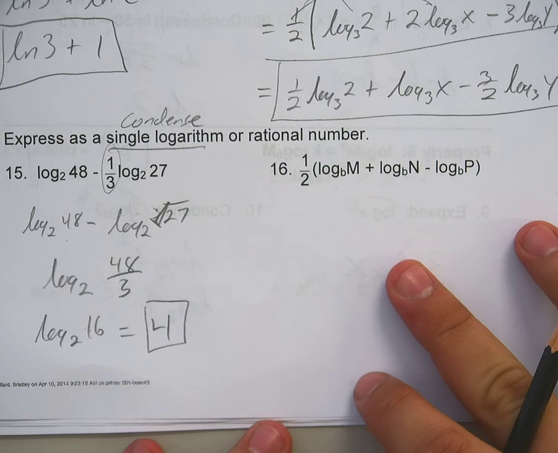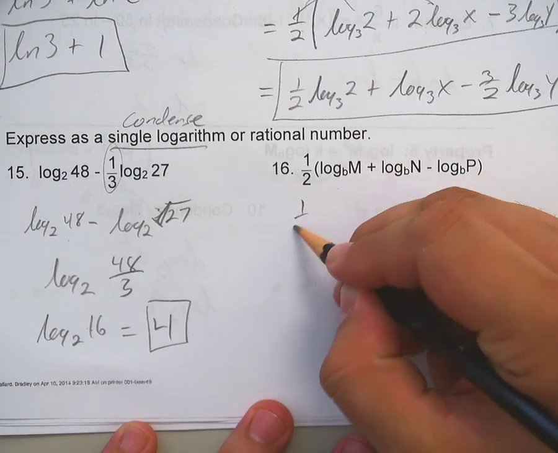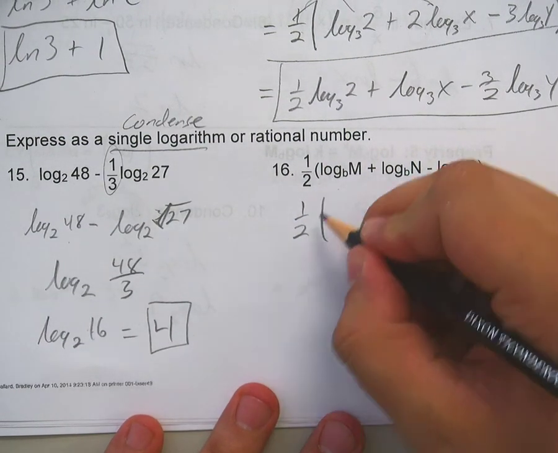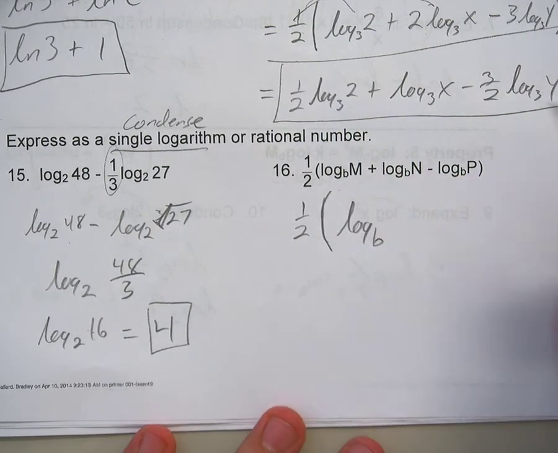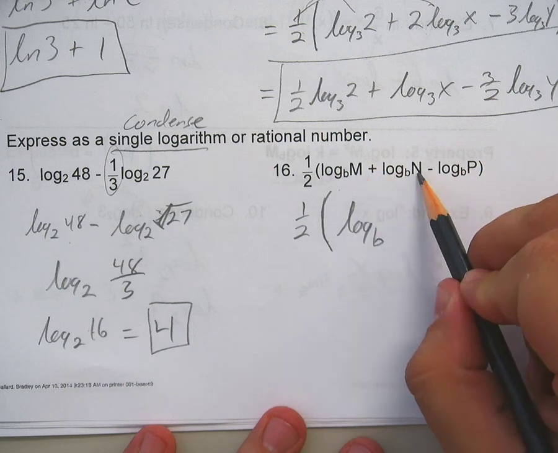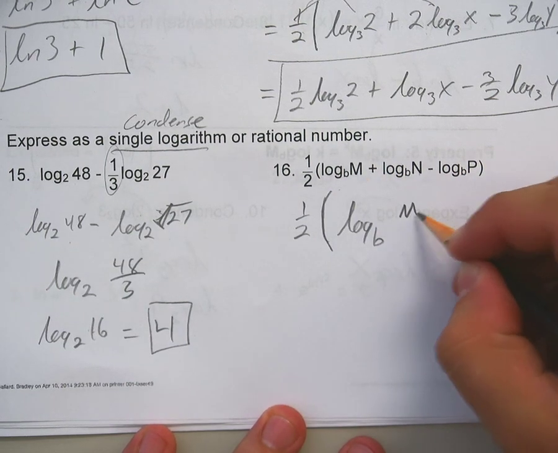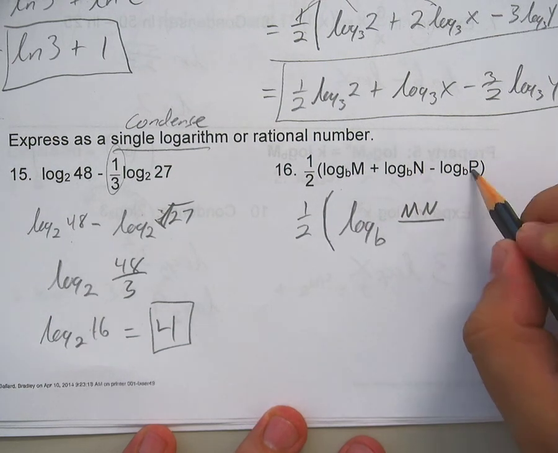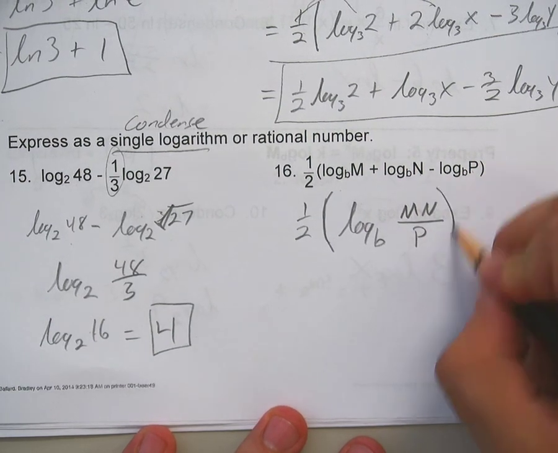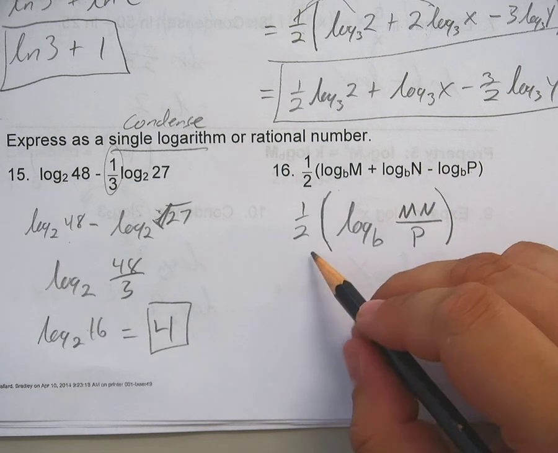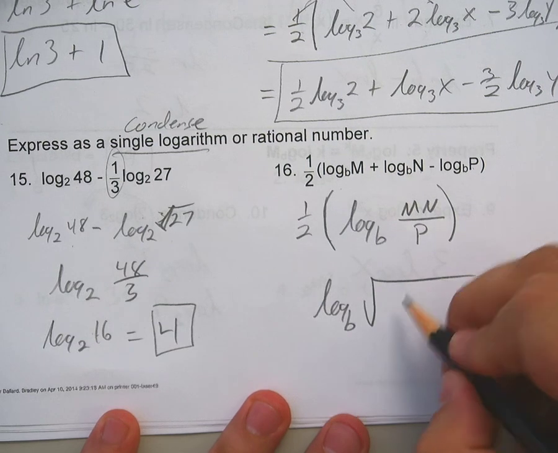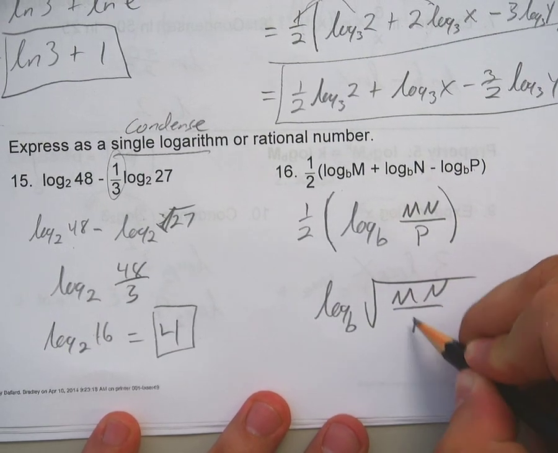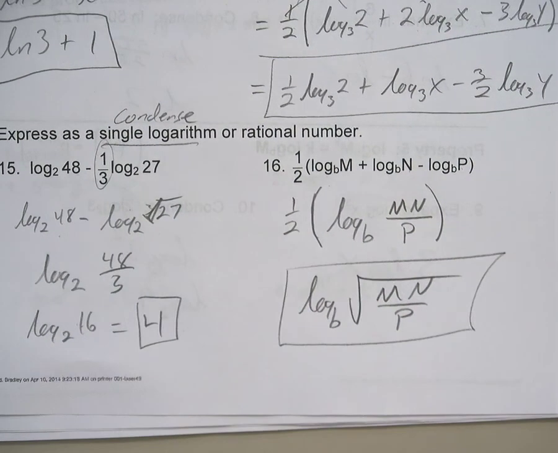So I'm condensing number 16 as well. 1/2, let's condense the inside first. This is going to be pretty simple. I want it down to one logarithm, so log base b of m plus n, so m and n are in the top, minus p is in the bottom. And we have a power of 1/2. Log base b, square root of mn over p. So these go pretty quick. Good little clip here.